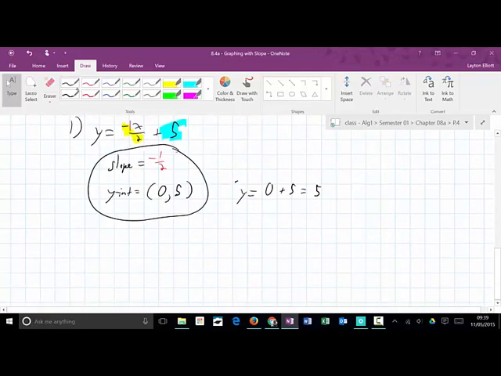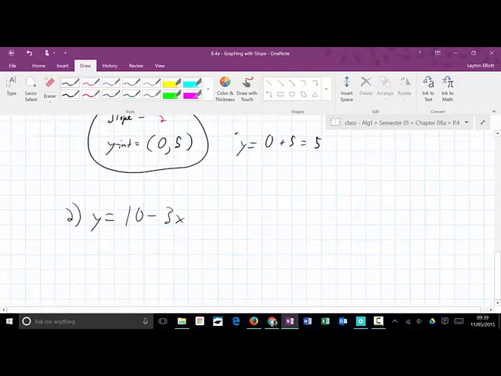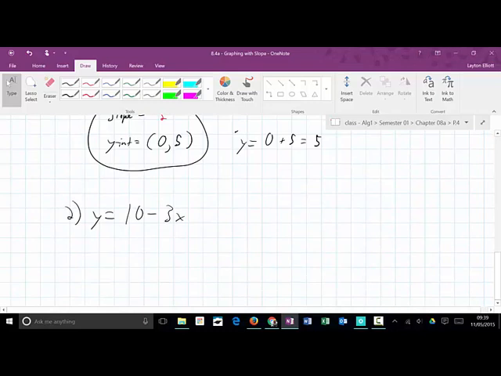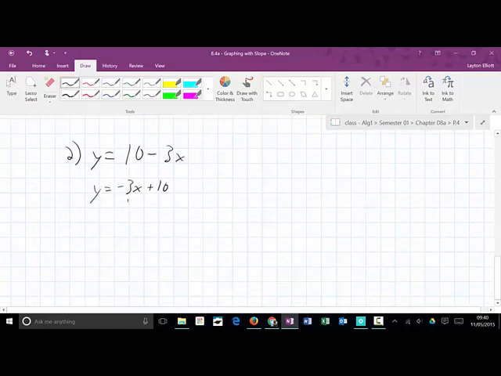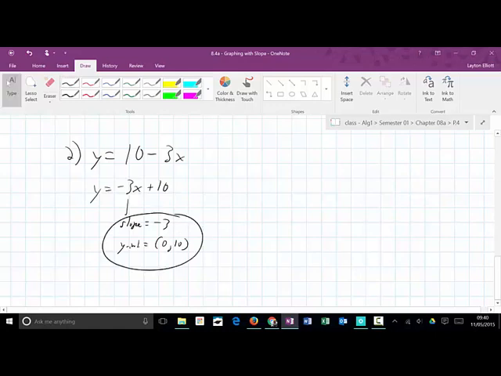Some other examples would be things like number 2. If I have y is equal to, let's do 10 minus 3x. That's not in slope-intercept form, so I want to switch the order of the 10 and the negative 3x. I'm going to make that negative 3x plus 10. And then now I can look and say my slope is equal to negative 3, and my y-intercept is equal to 0, 10. And then I plug that in there, and I'm good. So there's slope, and there's y-intercept.